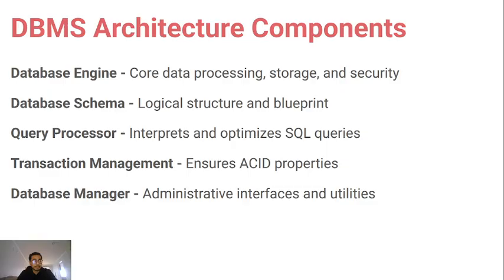The next one is the database schema. This establishes the database logical architecture. It outlines the structure of data including fields, tables, views, relationships and indexes. The schema can be considered as the blueprint of the database. The next one is the query processor. This component reads and runs database queries written in languages such as SQL. It converts high-level queries into low-level instructions that the database engine can execute and then optimizes these queries for better performance in order to improve efficiency.